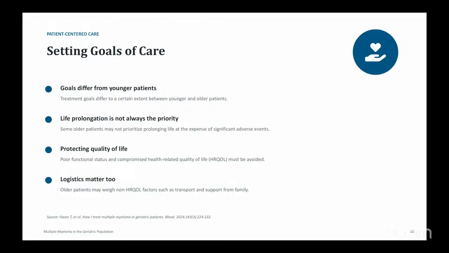Now, other issues would face elderly or geriatric patients. Practical issues including transportation, caregiver availability, frequency of hospital visits, and the ability to adhere to oral medication. All those can influence the treatment that's realistically appropriate. So these are important points that we need to keep in mind while setting a treatment goal or goal of care when caring for elderly patients.